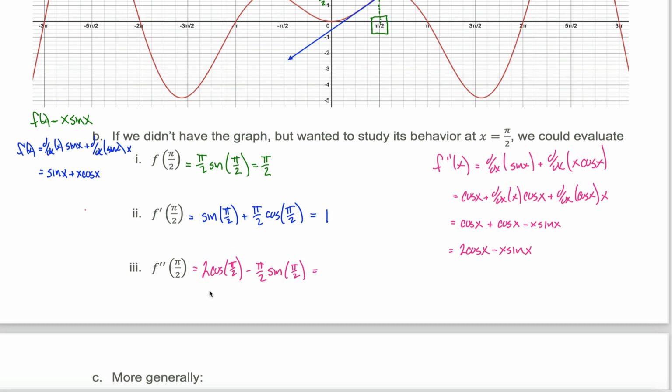This entire term is going to go away. The sine of pi over 2 is just equal to 1, so I got negative pi over 2 times 1. In other words, negative pi over 2. It's hard to make much sense of what this value means, but the important fact will be that this is less than 0. What does that mean?